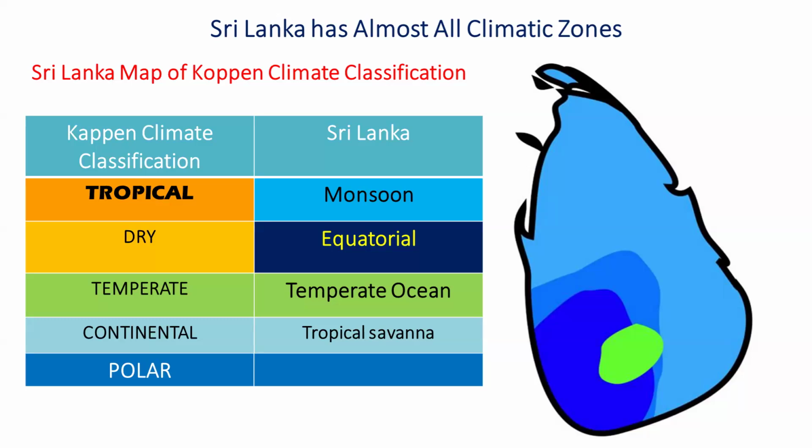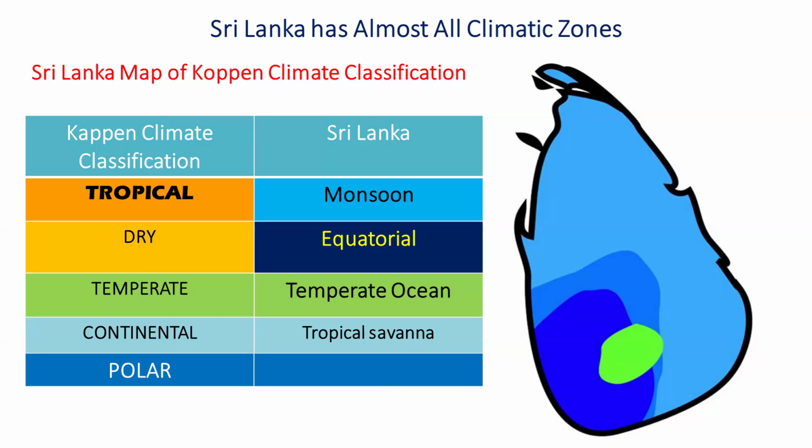We have tropical, monsoon, dry, equatorial, temperate climate, continental climate, polar climate. Polar, we don't have polar. Sorry. Equatorial is the dark blue. Monsoon is slightly, the light blue is tropical savanna. These are, no, sorry, the left-hand column is the Köppen climate classification regions. How it is related to Sri Lanka.